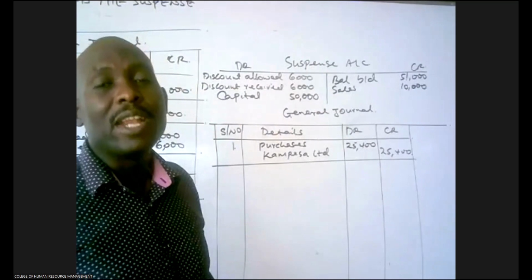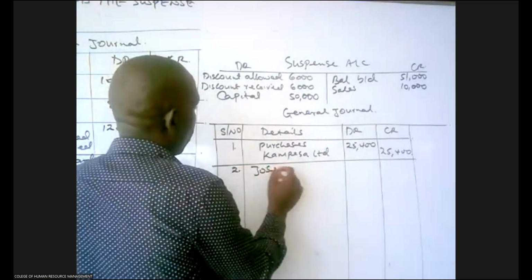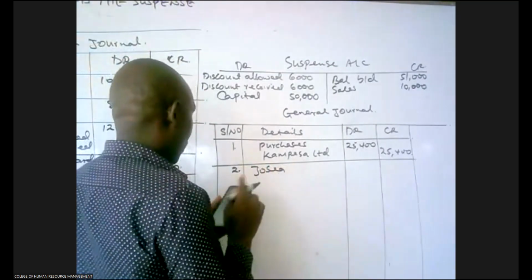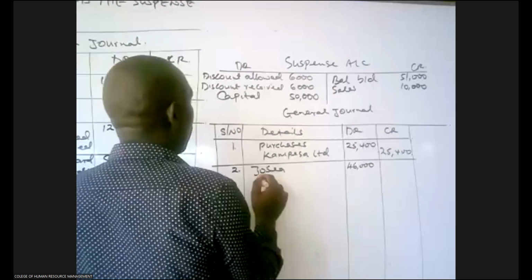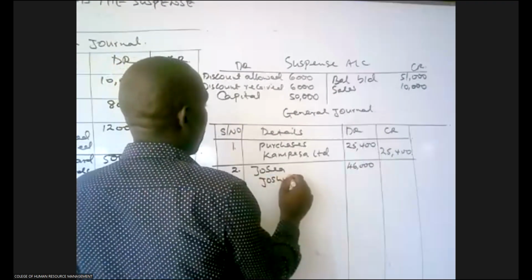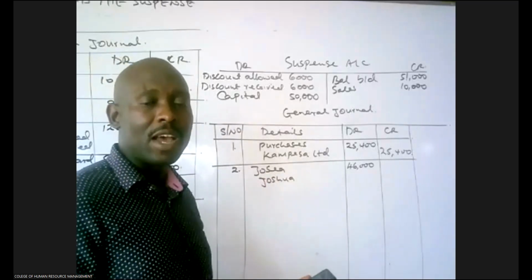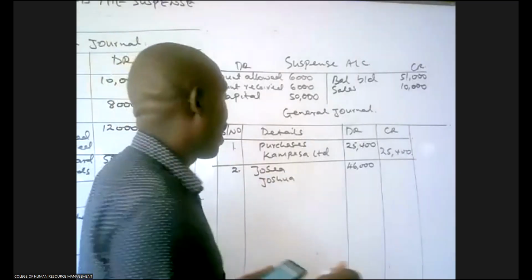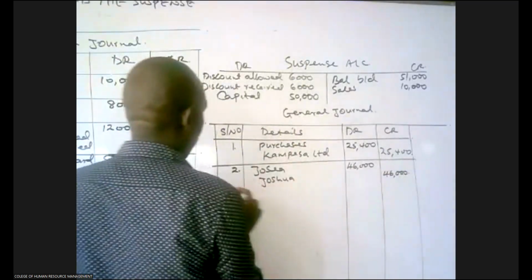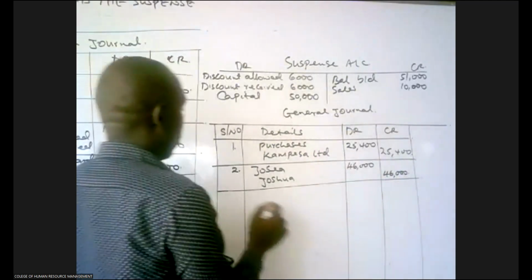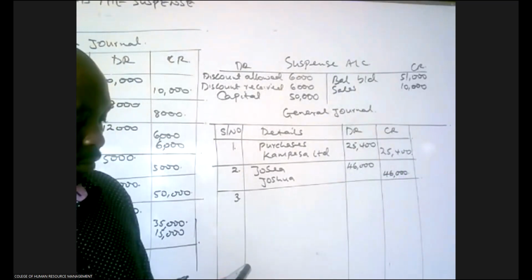So what do you do? Debit the correct customer by the value of that transaction, 46,000. Then you credit the wrong account that was debited, Joshua. Remember, Joshua was debited. We cancel or reverse that entry there by crediting his account of 46. That is sorted.